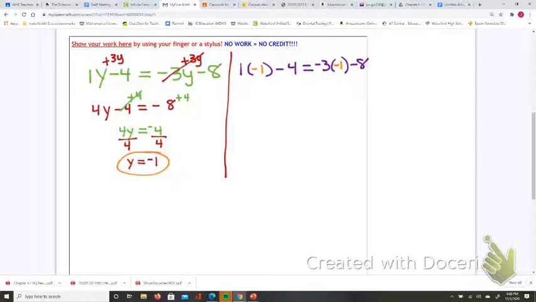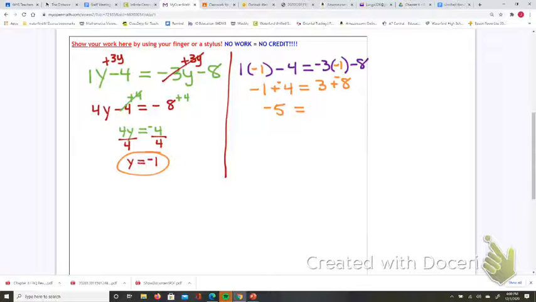Now I'm just going to simplify. 1 times negative 1 is negative 1 minus 4. Negative 3 times negative 1 is 3 minus 8. Now remember, whenever you do minus, you always change it to plus the opposite. So plus negative, plus negative. Okay, now on the left, I have negative 1 plus negative 4. So I have 1 negative and then another 4 negatives. If they're all negative, you add them. So 1 plus 4 is 5, but it's 5 negatives, equals 3 plus negative 8.